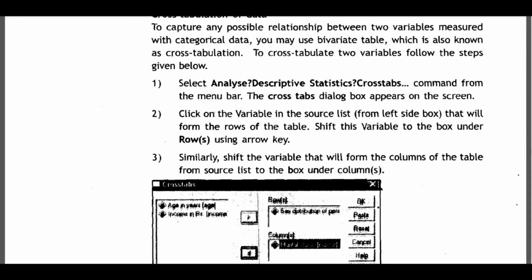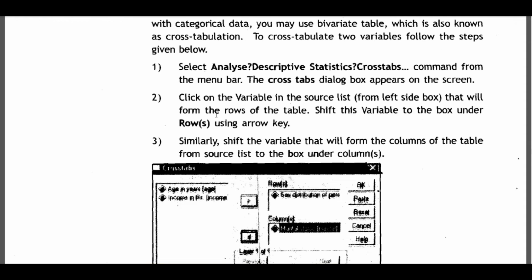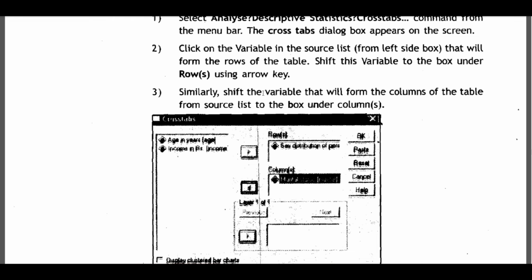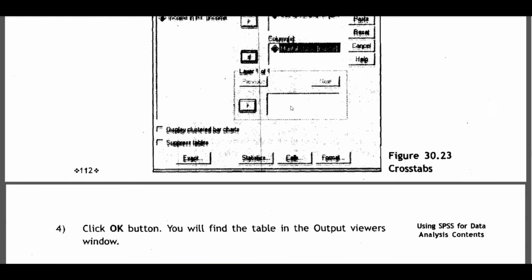Click the variable in the source list from the left side box that will form the rows of the table. Shift this variable to the box under Rows using the arrow key. Similarly, shift the variables that will form the columns of the table from the source list to the box under Columns.